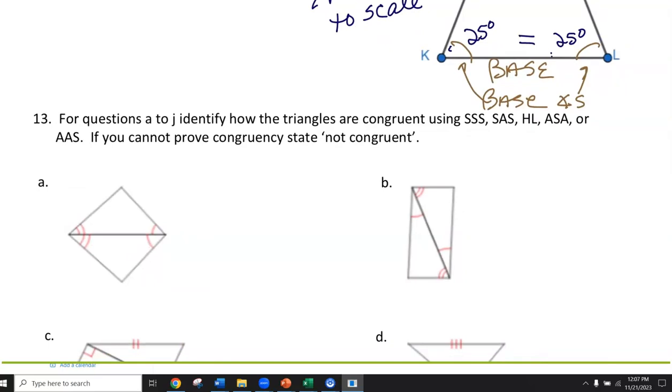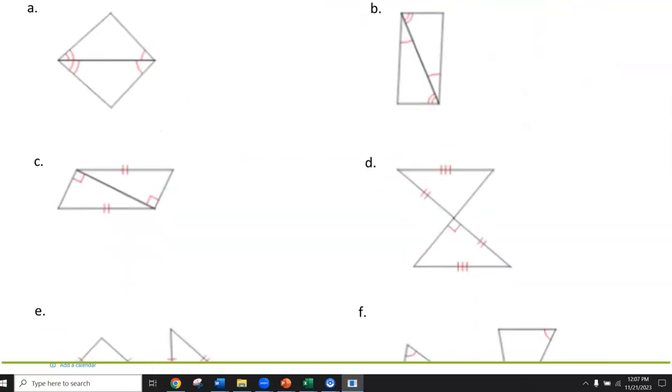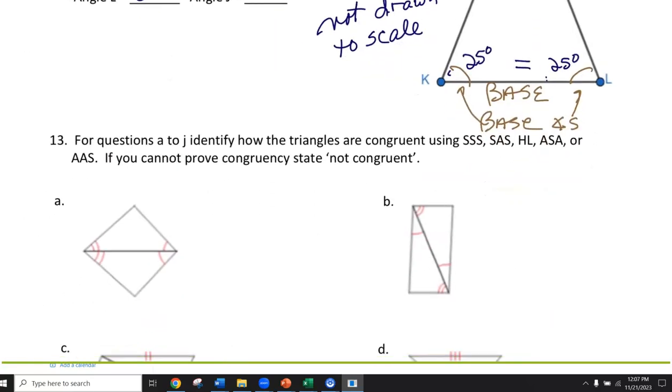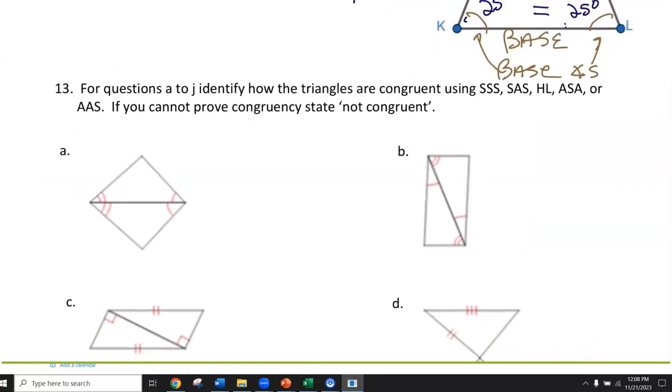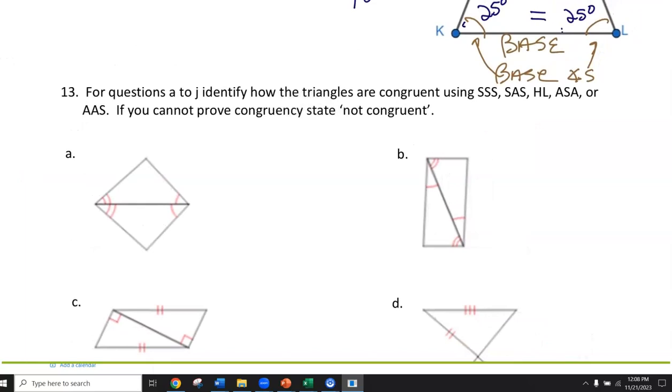Then if I had the triangles of congruency, that if you cannot prove congruency, state not congruent. Okay, so I didn't have you label things. I'm going to label things, and we're going to write our statements, just so we can get practice. Okay, so looking at this first one, I can mark this as a reflexive side. That's not a side. I have angle, side, angle, and angle, side, angle. Okay, so I'm going to just label this so we can practice.